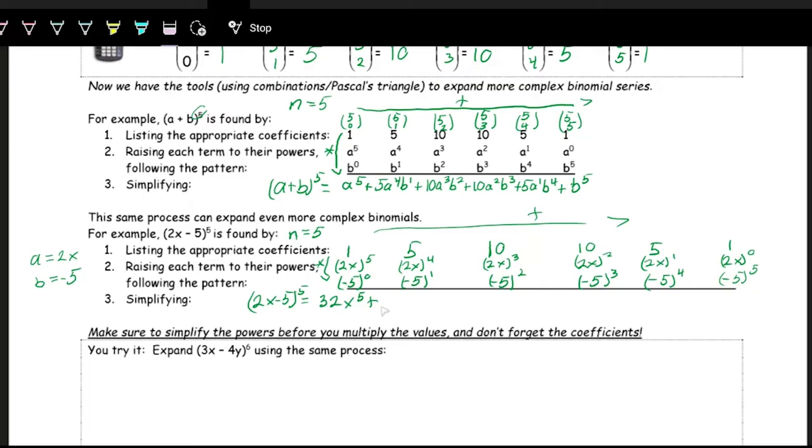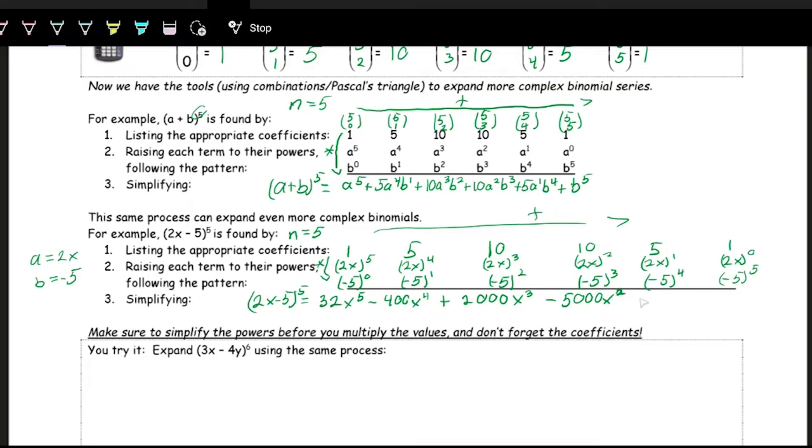So this would actually be subtraction here instead of adding, because this would end up being negative 400x to the 4th. Plus, the next one here is 10 times 2 cubed times negative 5 squared. Punch that into the calculator. Those numbers all multiplied together are 2,000. And then the x is cubed. And then next is going to be subtraction again because there's an odd power on the negative 5. So this is 10 times 2 squared times negative 5 cubed. So this ends up being negative 5,000. And this is x squared.